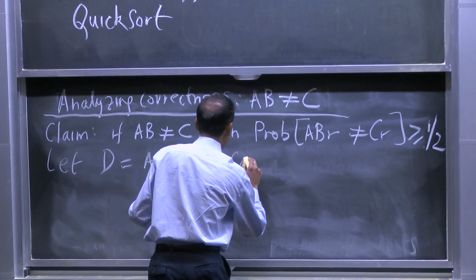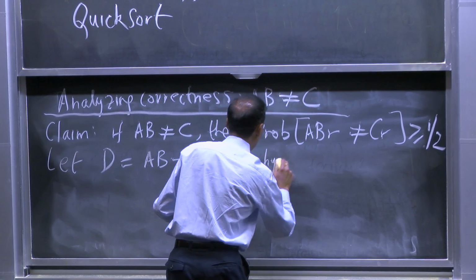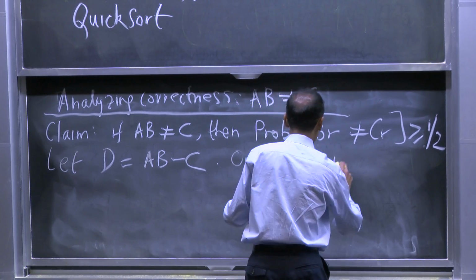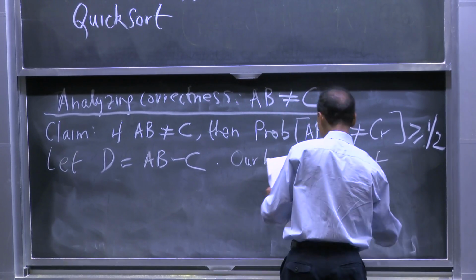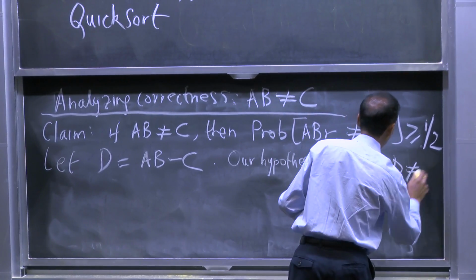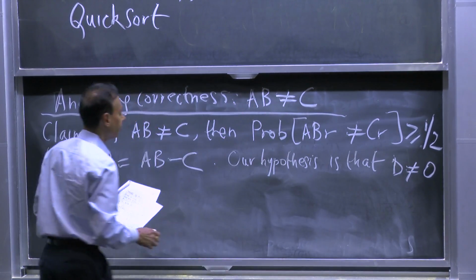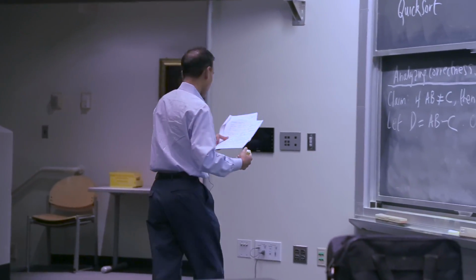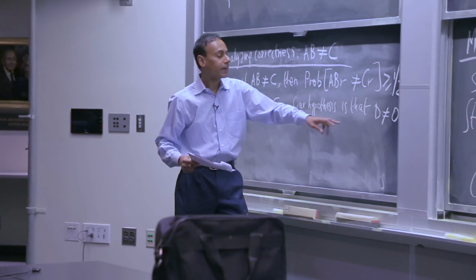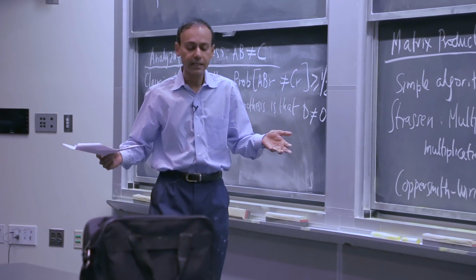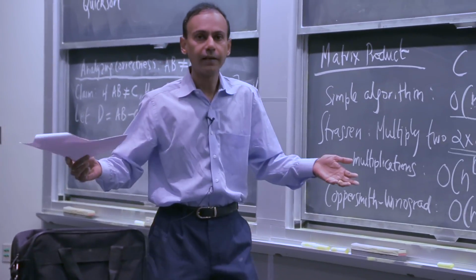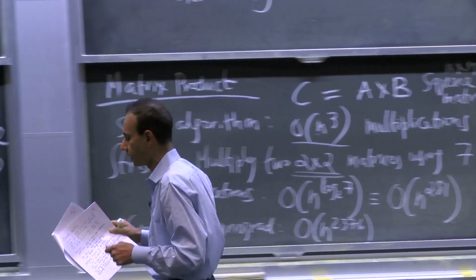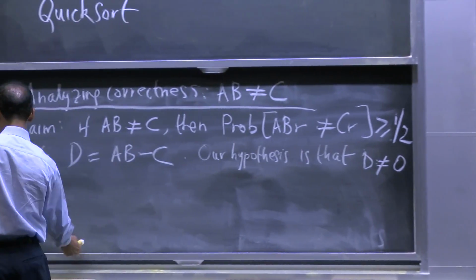So what we'd like is to discover these entries, where our hypothesis now is that D is not equal to 0, because that's the case we're considering. We know that D is not equal to 0 if the matrices were multiplied incorrectly. And when I say D is not equal to 0, it means that there are n square entries in D, and one of them is not 0. They all have to be identically 0. D not equal to 0 means at least one entry is not 0.